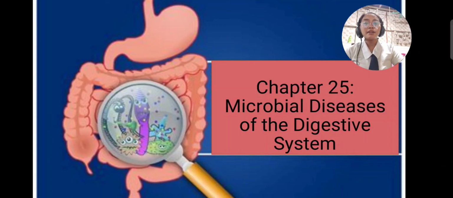I am Sheila May Mihurada, and together with my group mates, James Sandy Galamiton and Christian Cacho, we are going to report Chapter 25, the microbial diseases of the digestive system. The topics that I will discuss are the function of the digestive system, the normal microbiota of the digestive system, the bacterial population of the gastrointestinal tract, and the bacterial diseases of the mouth. The rest of the topics will be discussed by Christian and James Sandy.